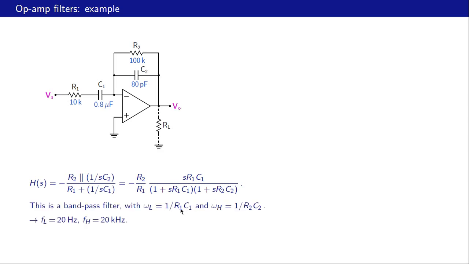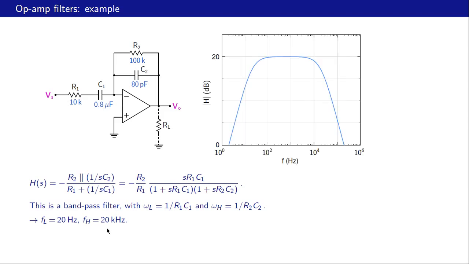And it turns out that for the component values that we have here, this will function like a band pass filter with omega L equal to 1 over R1 C1 and omega H equal to 1 over R2 C2. If we substitute the numbers, FL turns out to be 20 Hertz and FH turns out to be 20 kilohertz. That is the plot.